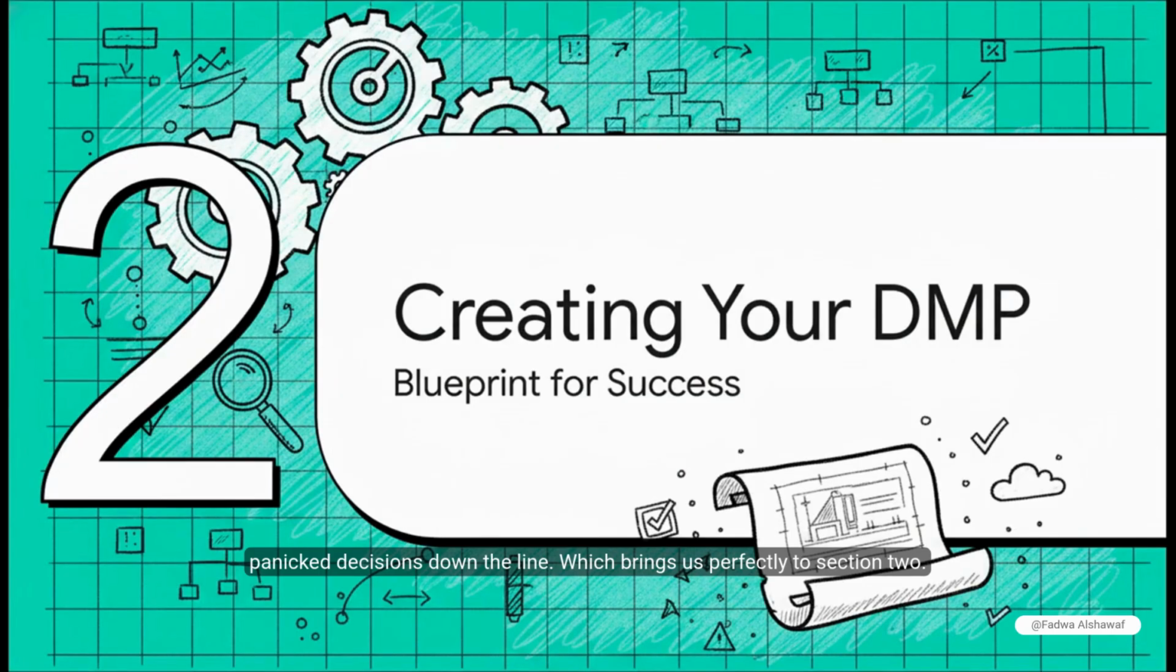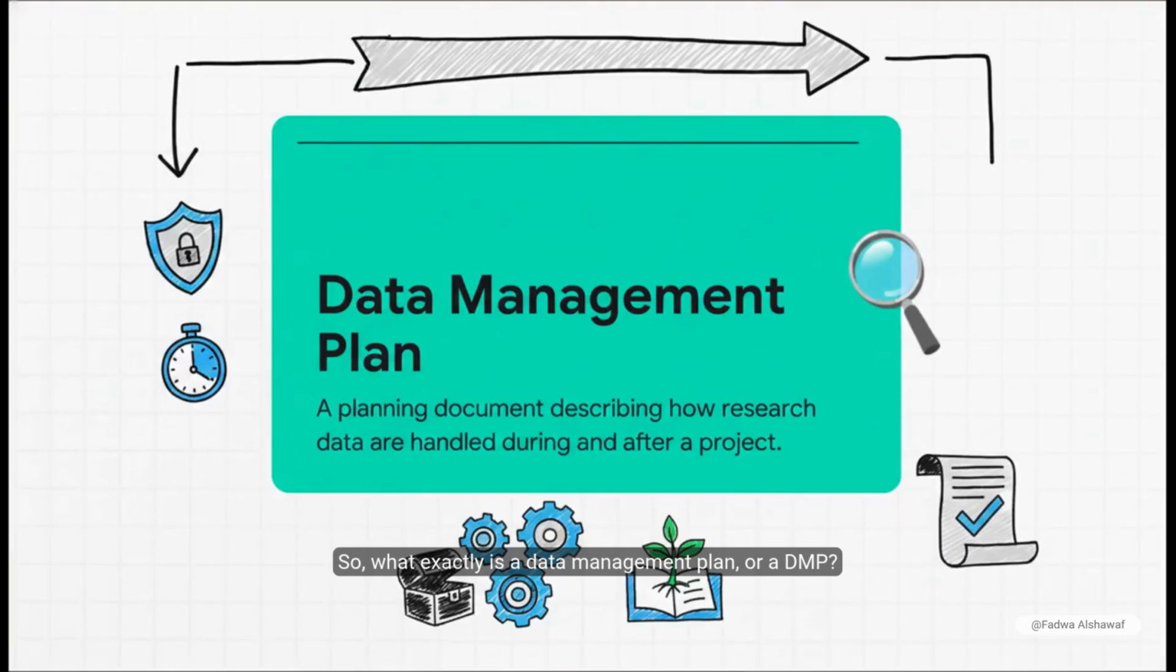Which brings us perfectly to Section 2, creating your data management plan. You can think of this as the absolute blueprint for your success. So, what exactly is a data management plan, or a DMP? Technically, it's a planning document that explicitly lays out how your data will be handled from the very moment of creation all the way to long-term preservation and sharing.